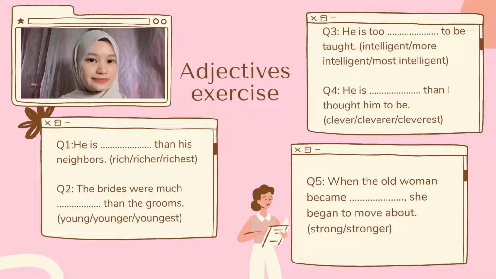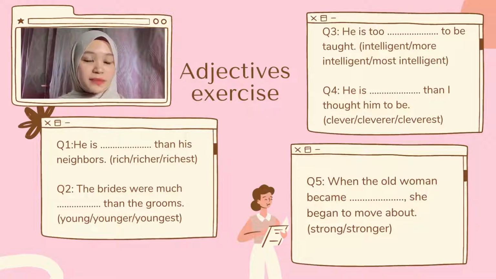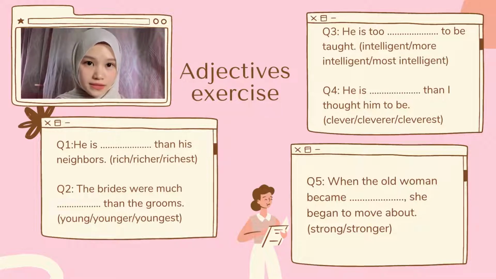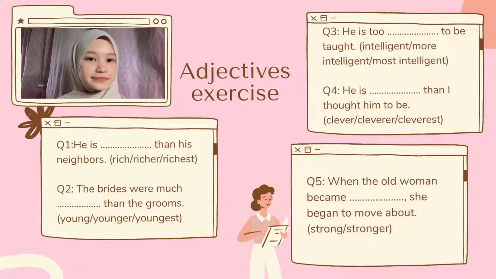He is, blank, than his neighbors. So the correct answer is richer because we have the word than, right? So it's basically us making a comparison. So the correct answer is he is richer than his neighbors.